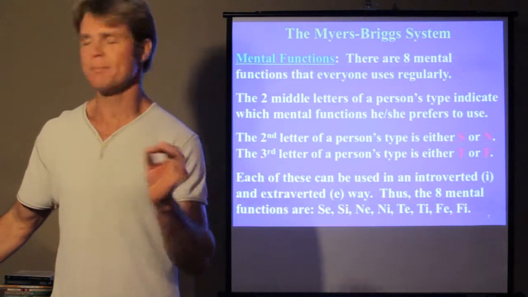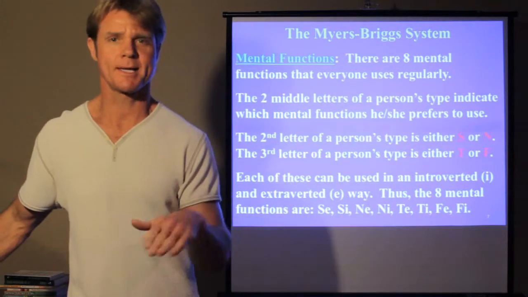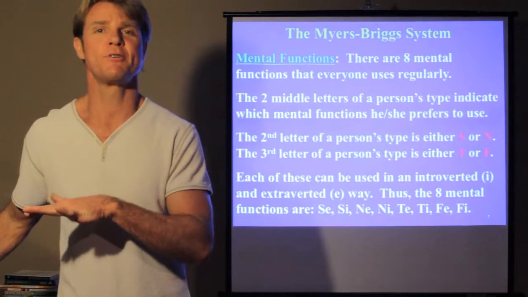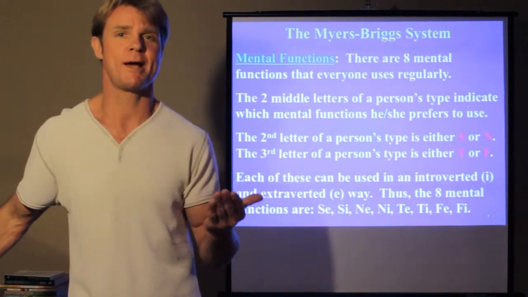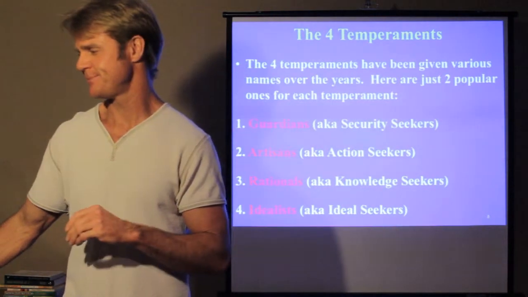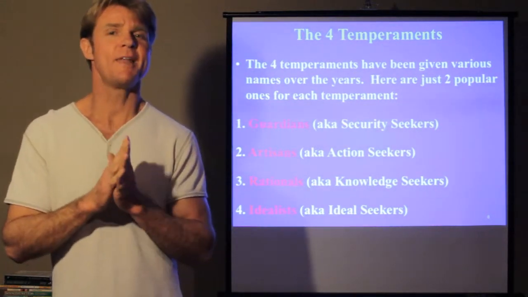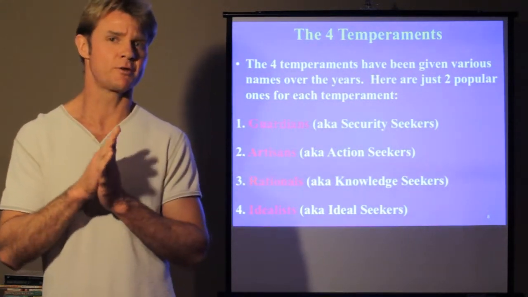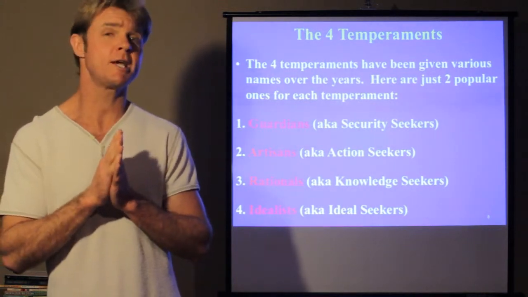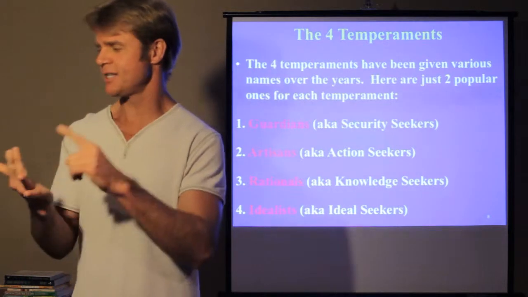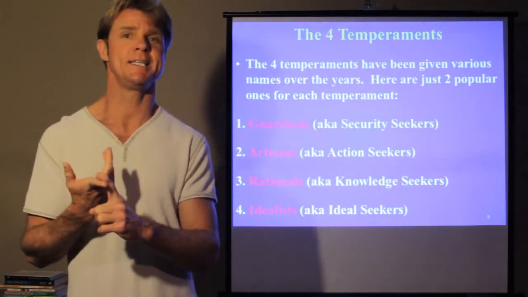Mental functions is a much more advanced concept, so I'm going to skip that, but I just wanted to let you know that you create 8 different mental functions from the different Myers-Briggs types. So again, the 4 different temperaments, and there are different names that you can use for these. The names that David Keirsey gave the 4 temperaments originally was guardians, artisans, rationals, and idealists.